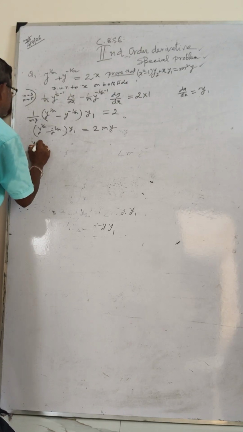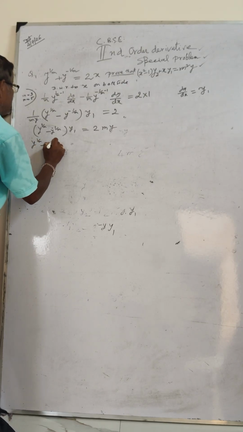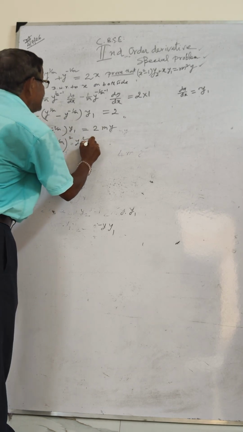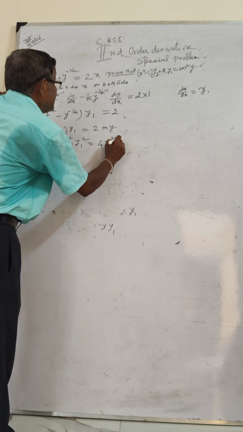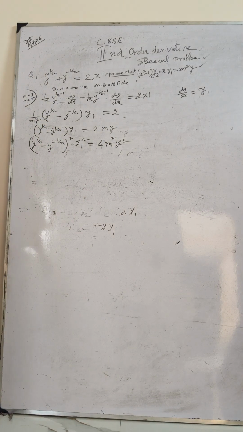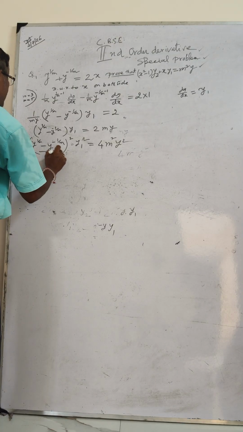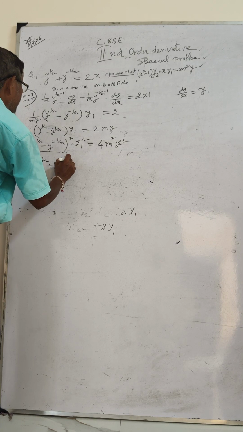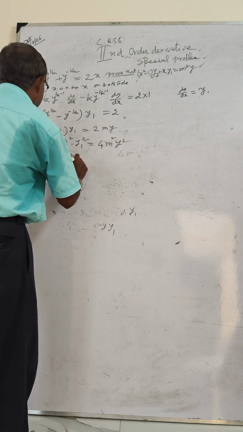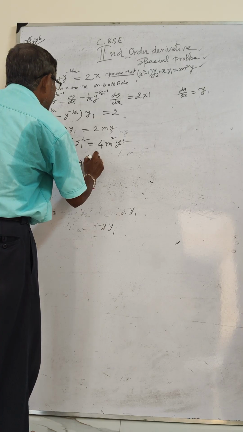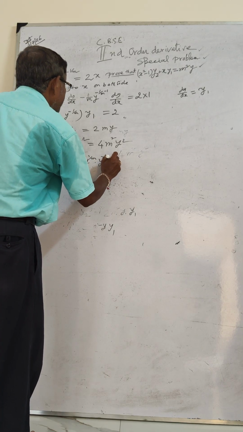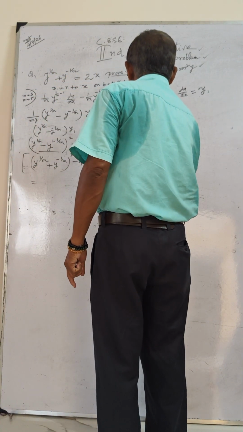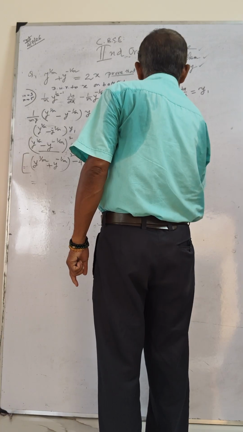Squaring both sides, (y to the power 1 by m minus y to the power minus 1 by m) whole square y1 square is equal to 4m square y square. Now a minus b whole square can be written as (y to the power 1 by m plus y to the power minus 1 by m) whole square minus 4 into y to the power 1 by m into y to the power minus 1 by m within the bracket. Next step, y1 square is equal to 4m square y square.